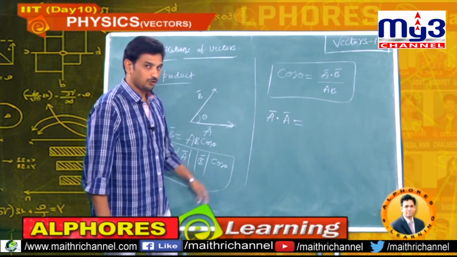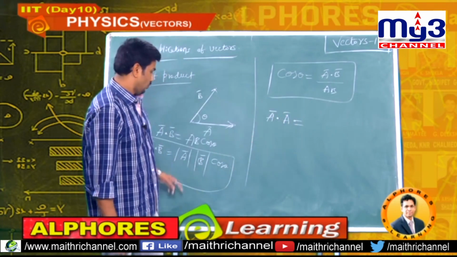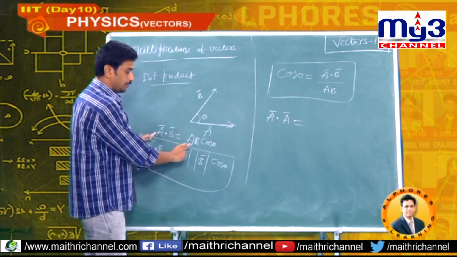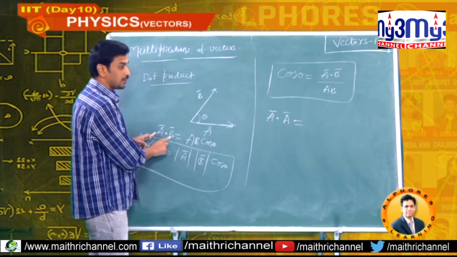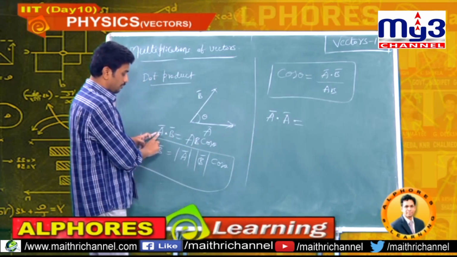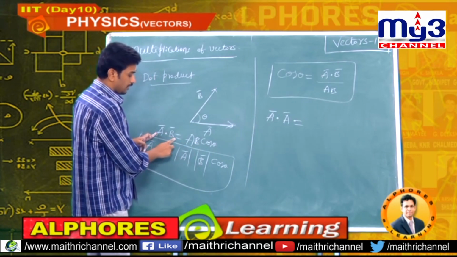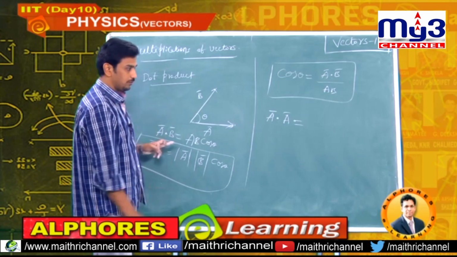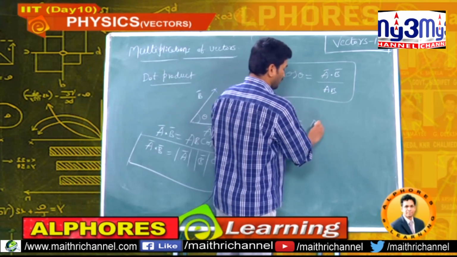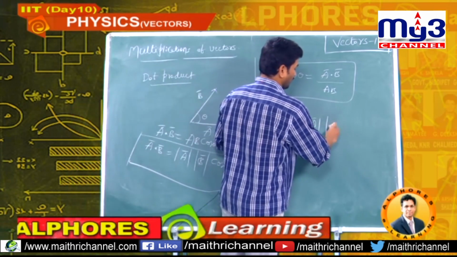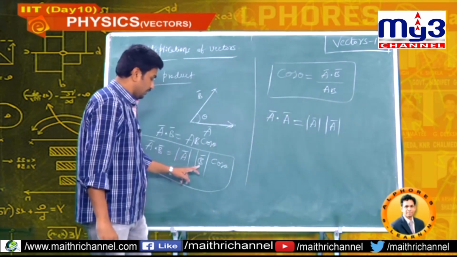What is the value of A bar dot A bar? What is A bar dot B bar? AB cos theta. In place of B bar, I took A bar. So, A bar dot B bar is mod A bar, mod B bar, cos of angle between these two. Now, here both are equal. Mod A bar, mod A bar, because A and B both are equal.